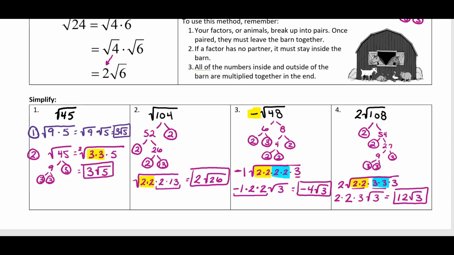So if you got this one right, give yourself a smiley face. If you got it wrong, give yourself a frowny face. And if you have any questions, write them down so that we can talk about them tomorrow.